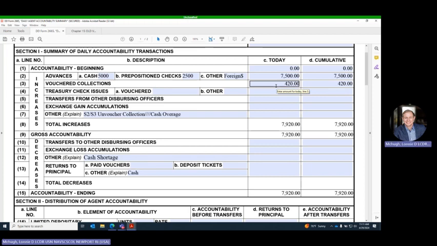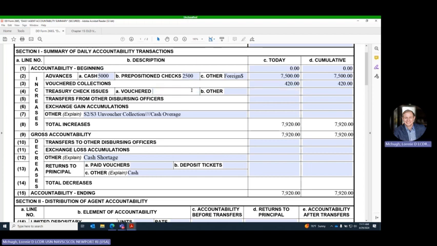Again, voucher collections, S2, S3. So food service is the 1359 and retail ops is the 1149. Right. Line 4 is our treasury check issues. What that really means is it's a legal vouchered payment, so expect to have an SF 1034 that goes with this. So we're going to have vouchered, and then there's the other. And if you remember, all of our payments are going to be vouchered. So the other column is used for exchange for cash checks.